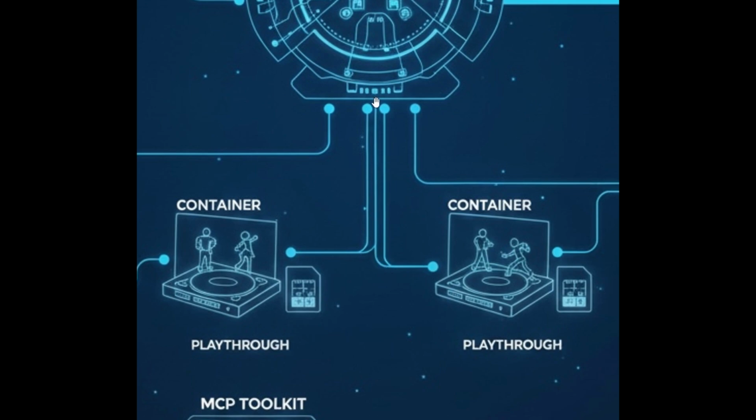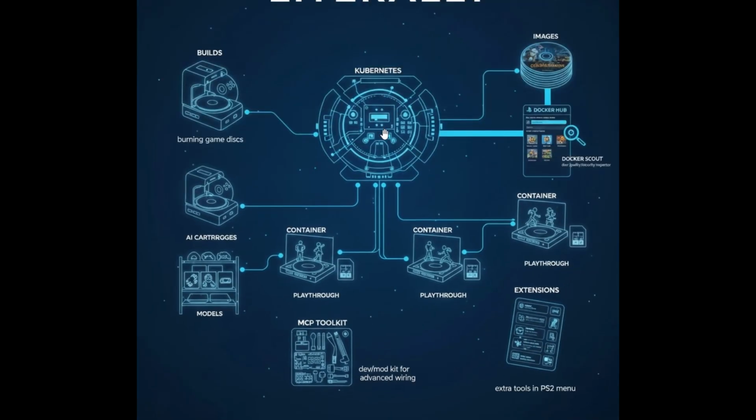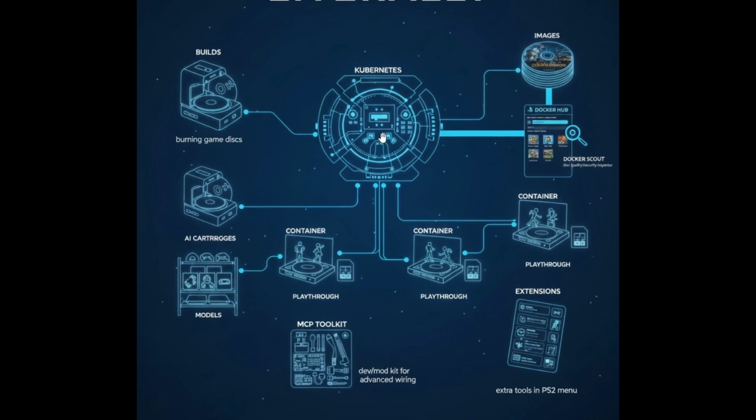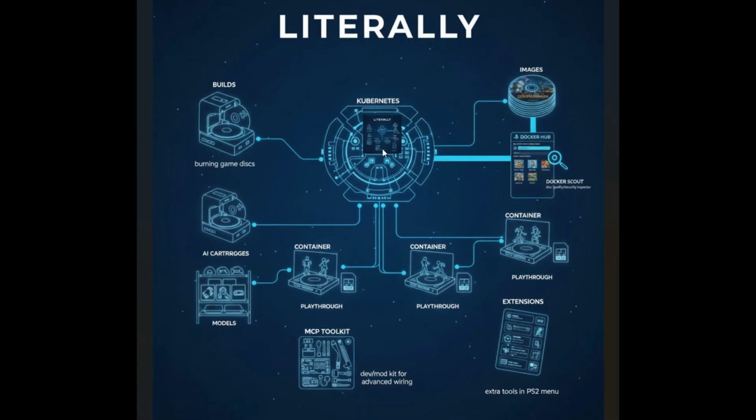If one PS2 crashes, Kubernetes automatically restarts the game on another available PS2, ensuring continuous play across the entire arcade. It ensures all machines have the right game disks, images, and memory cards, volumes, ready. Flowing from Kubernetes, we see containers, each connected to a playthrough.